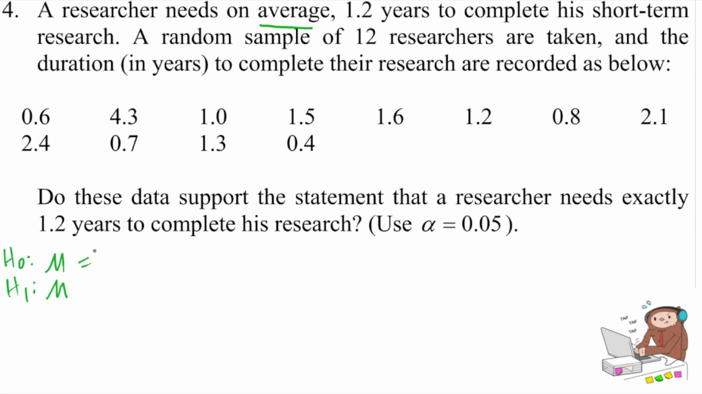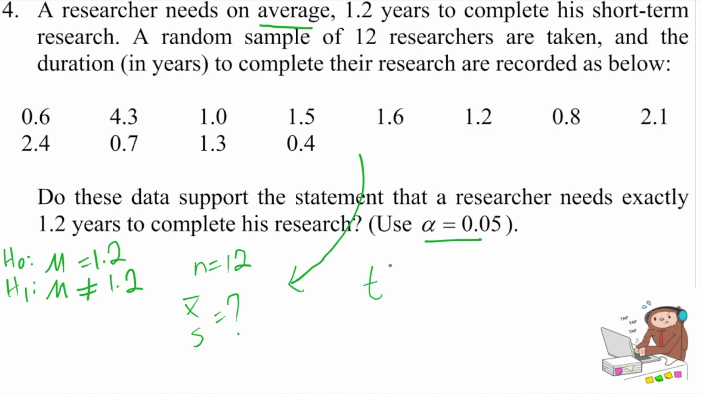The average is 1.2 years, and does this data support the statement that the researcher needs exactly 1.2 years? So the alternative would be not equals to 1.2 years. We have a sample size of 12 researchers. Nothing else is provided except for the alpha, so you again would have to calculate the sample mean and sample standard deviation. And what distribution would we use now? The sample size is small, population standard deviation is not provided, so the t-distribution, correct, and our test statistic would be t star.